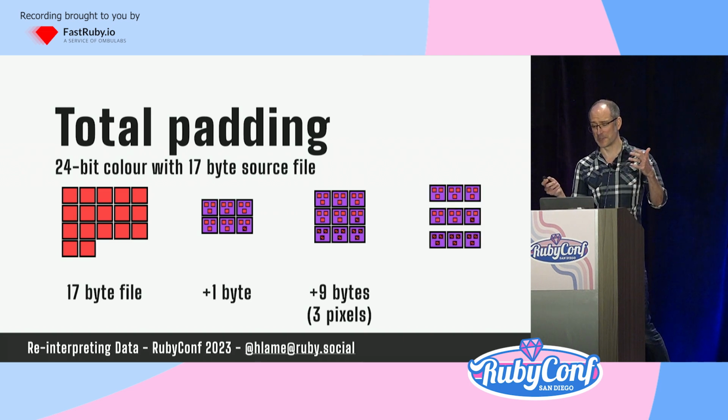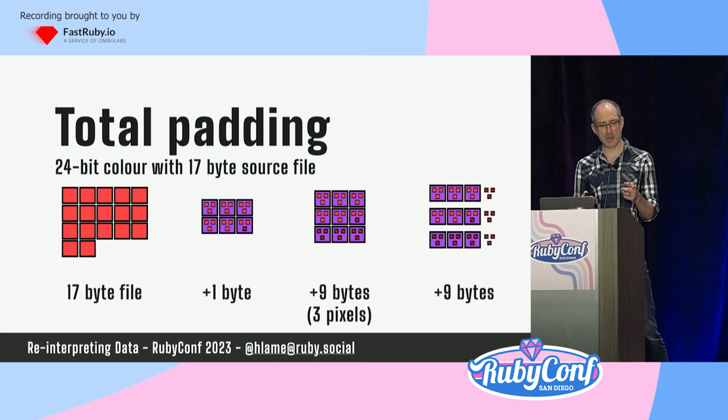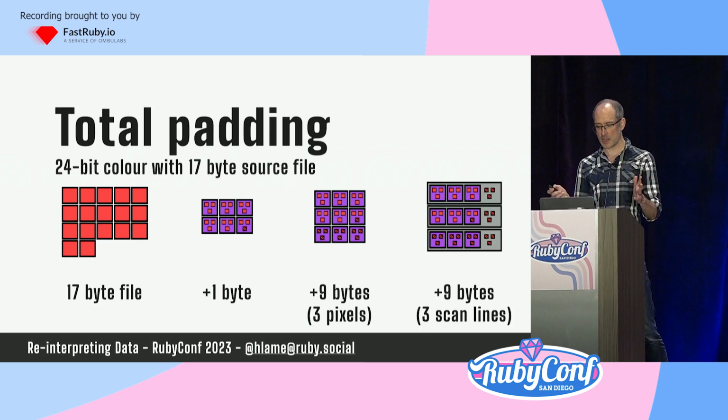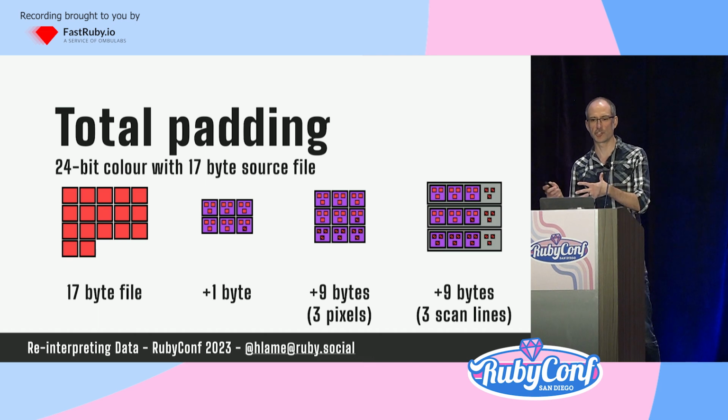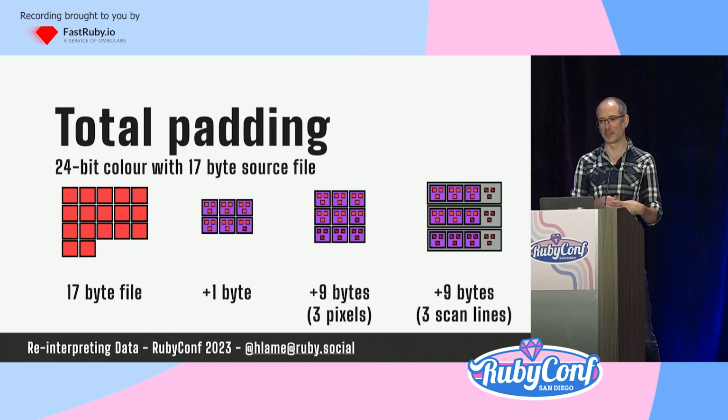Our 9-pixel square image means we have 3 rows of 3 pixels each, which is 9 bytes, so we add 3 bytes per line to get our multiple of 4. This completes our scan lines. Total padding, 19 bytes. Yes, that's more than the original source file, which is inefficient, but this is an extreme example because of the small input file. You probably don't have any 17 byte files on your computer these days.